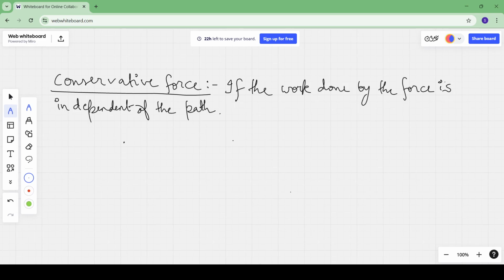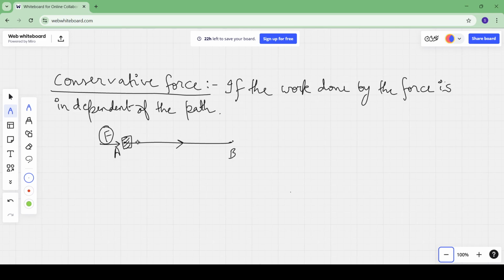Okay, so let's take an example. If this is point A and this is point B, and if I have a force F, like let's say there's a block situated at this point, and I apply a force F on this block, and it will start to move from A to B by following this path. Obviously this force has done some work on this block when taking it from point A to point B.